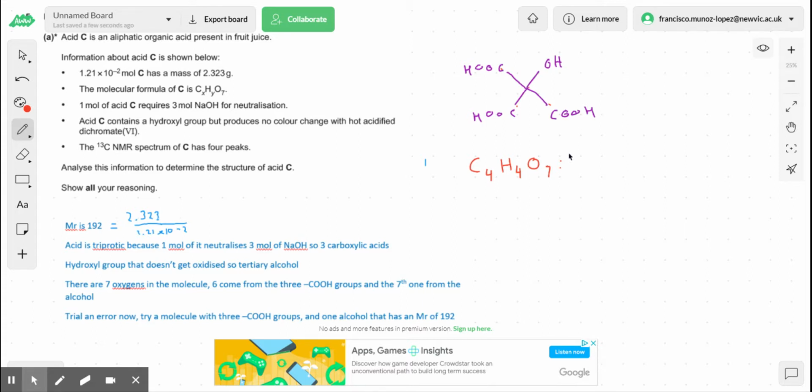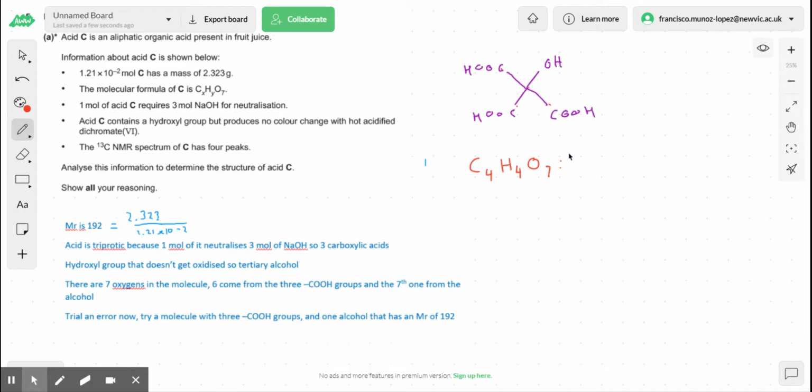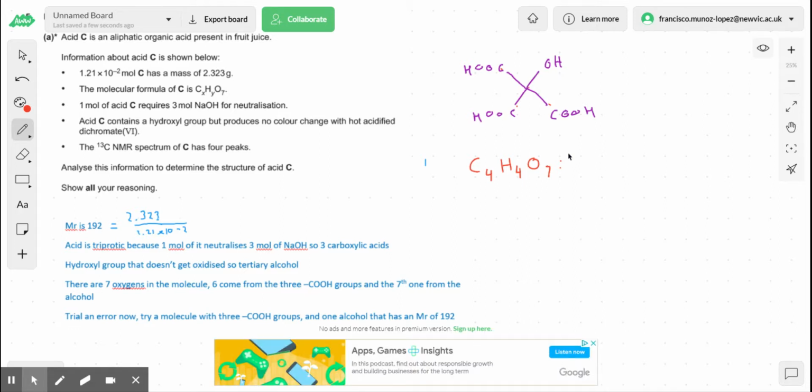You calculate the MR for this one, and you will see you don't get 192. You get 12 times 4, which is 48, plus 4, plus 7 times 16, which equals 164. Okay, so we are how far away from 192? We are 28 units away. 28 units, that's probably 2 CH2 groups that we need.